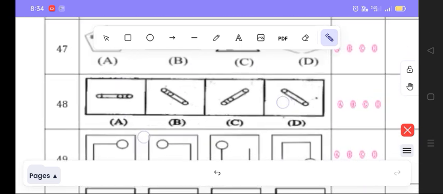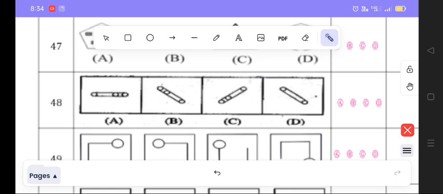Come to question number 48. In 48, you observe in A there is a small circle. In B also there is a small circle in the middle. In C also there is a small circle in the center. But when you observe on D, there is no small circle there. 48, D is the odd one. The reason is totally 3 circles should be there, only 2 are there. Middle circle is missing. That is the reason.